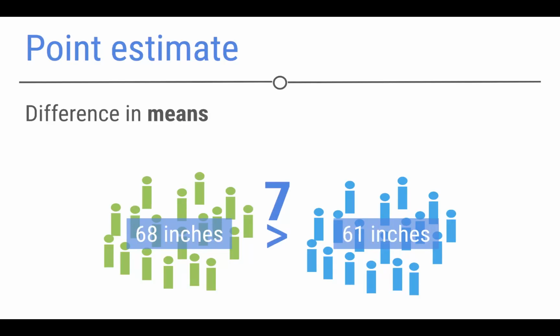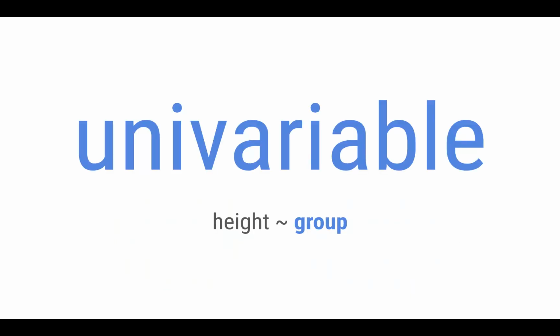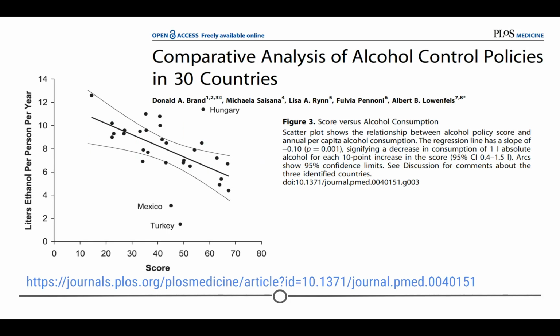For example, coming back to our difference in means section where we were looking at the difference in heights in that measures of association section, there we were interested in the relationship between group, whether or not you were in the blue or green group, and height. And so that was a univariable relationship. Height was the dependent variable, group was the independent variable. We were just looking at one exposure and how it was related to our dependent variable, height.